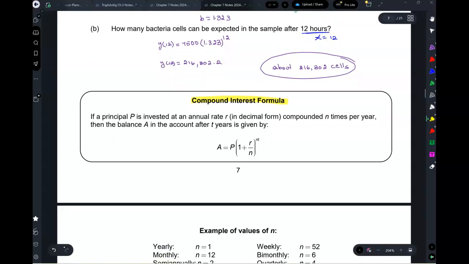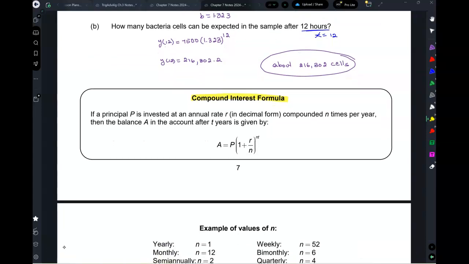The formula for that is this. A equals P, 1 plus r over n, to the power of nt. Look very carefully that n shows up twice. Okay, so n shows up twice.